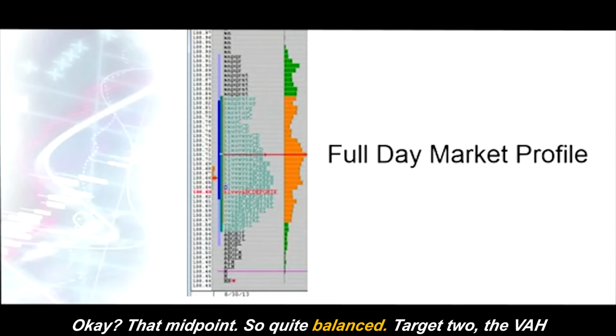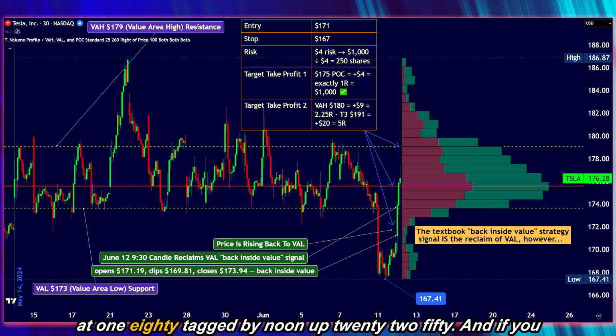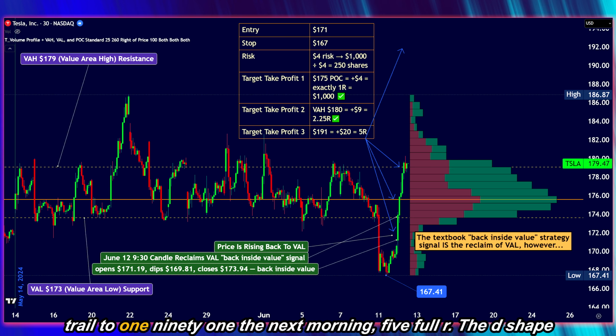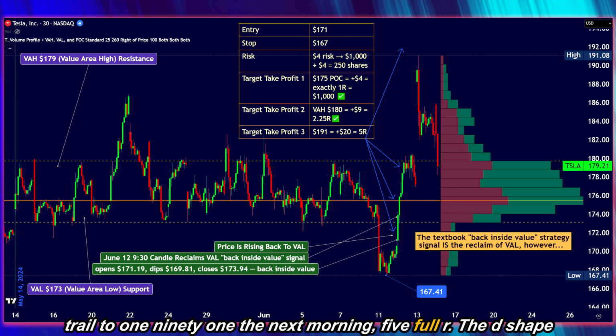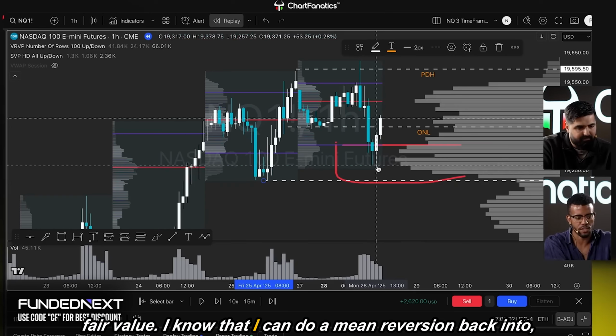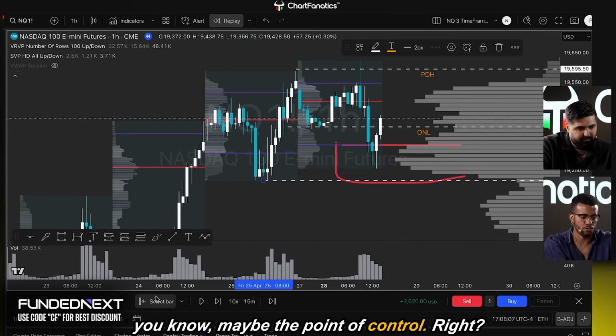So quite balanced. Target 2, the VAH at 180, tagged by noon, up 22.50. And if you trailed to 191 the next morning, 5 full R. The D shape gave you the whole rotation. Buy the cheap edge, sell back to fair value. I know that I can do a mean reversion back into, maybe the point of control, right?